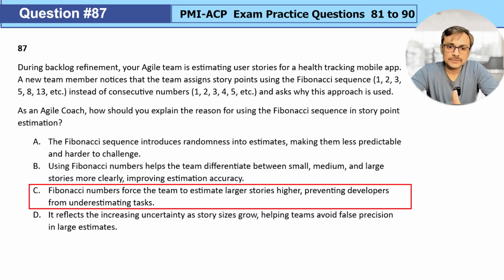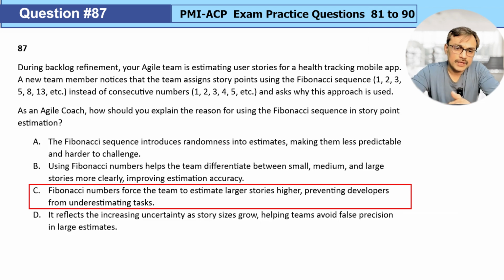Option C, Fibonacci numbers force the team to estimate large stories higher, preventing developers from underestimating tasks. Now it is not for the developers only. Yeah, it definitely makes people estimate a little higher number because there is a gap. But the objective is not to make developers estimate less.